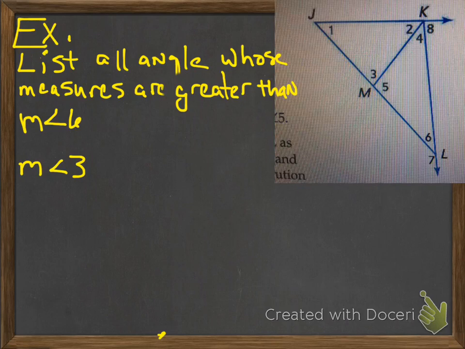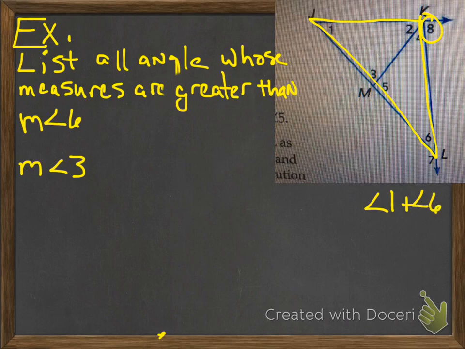Now let's look at the big triangle. Big triangle JKL, I see there's an angle 8. That's an exterior angle. Now, what would add up to 8? Angle 1 plus angle 6 would add up to equal angle 8. Again, two interiors add up to the exterior.